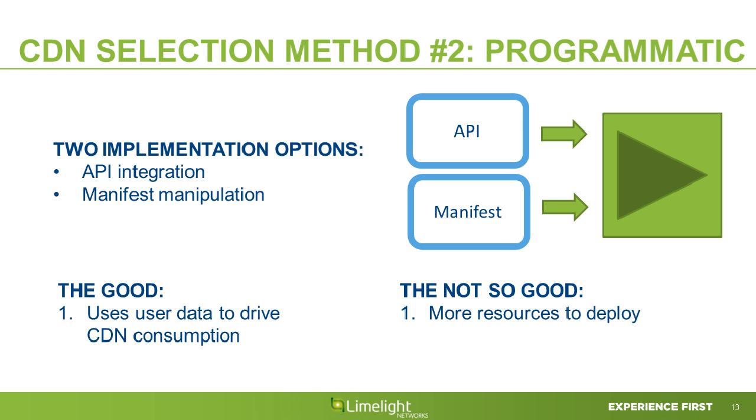So you can set your QoS to really deep technical understanding of your client and how to make those changes within the player to decide which CDN actually delivers that content. So the good is obviously you have a lot of data that you can use to drive that CDN consumption. It goes really deep, and you can make some really good decisions, and your ROI on that would be very high. The not so good is there's more resources to deploy.